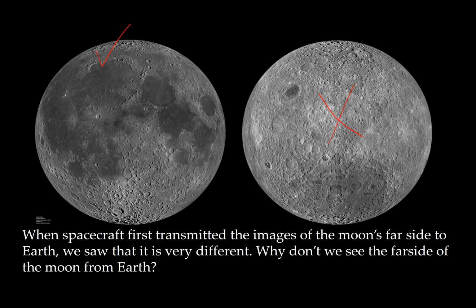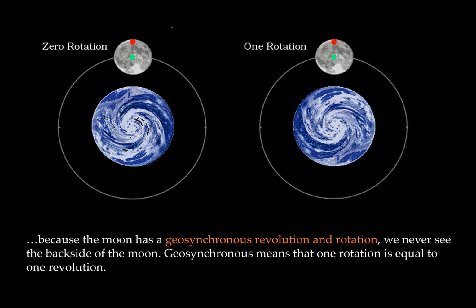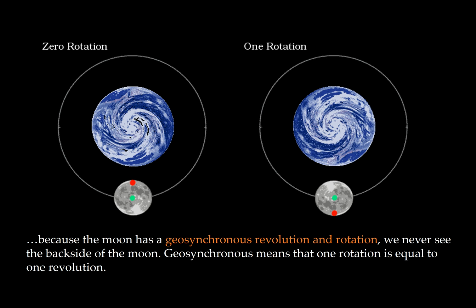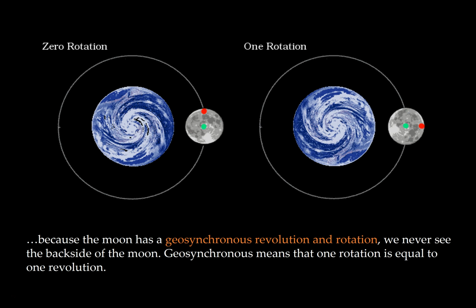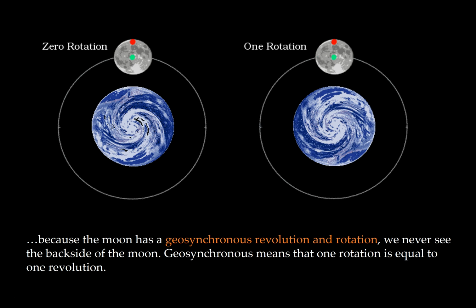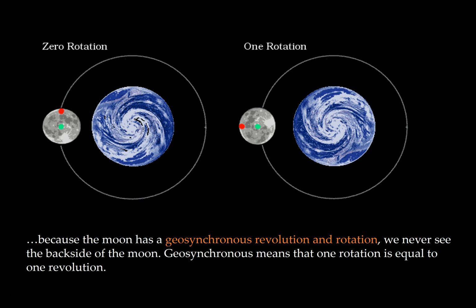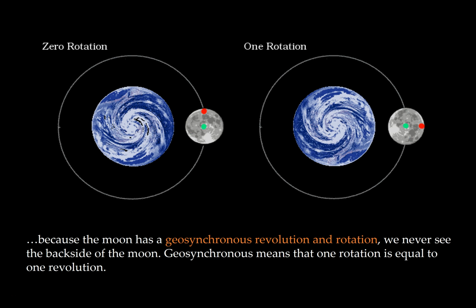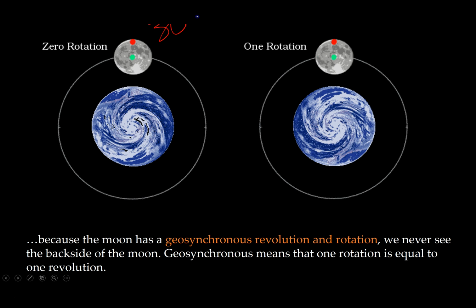So the question is why do we only see this one side? Well, what this diagram is actually showing you is the moon has what is called a geosynchronous revolution and rotation. So it's geosynchronized, meaning that basically one rotation on its axis is 30 days.